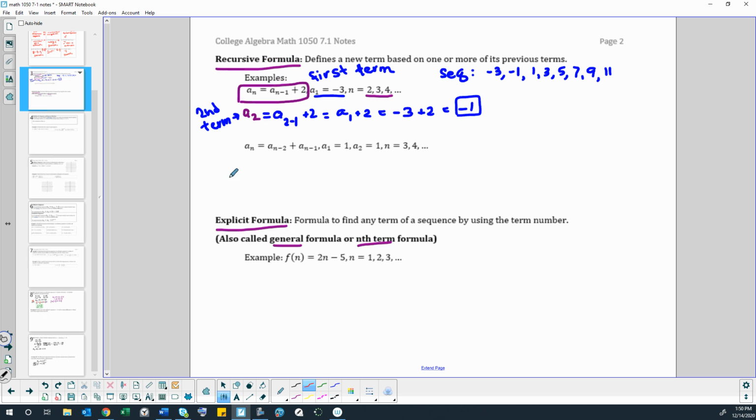Let's do another one just to make sure we understand the process. So let's say if we wanted to find A sub 3, that's the third term, we are taking A sub 3 minus 1 and we're adding 2 to it. So that means we're taking the second term, because 3 minus 1 is 2.